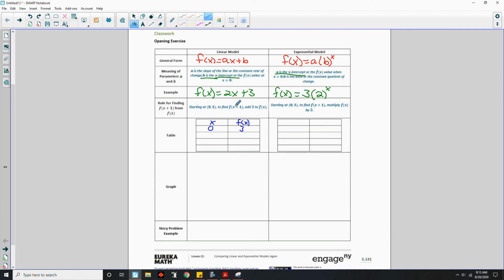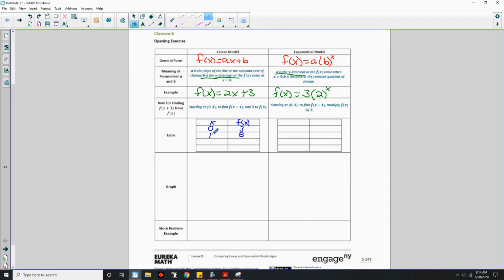To find f of x plus 1, you have to add 2 to f of x. So f of x plus 1, here's our x. F of x plus 1 is 0 plus 1, which is 1. That's just our next value. And to do that, we would add 2 to f of x. So 3 plus 2 is 5. So if I substitute this in, 2 times 1 is 2. 2 plus 3 does come out to be 5. Okay, so this is what the rule is doing.